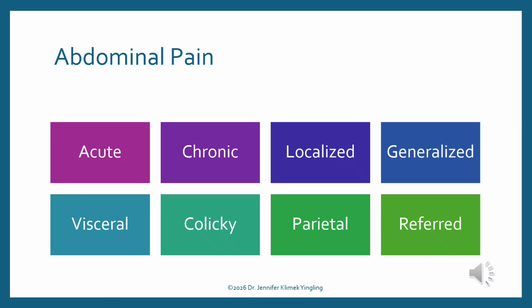Parietal pain is pain from the irritation of the parietal peritoneum. This is more localized and intense as compared to visceral pain. This pain arises from the parietal peritoneum, the lining of the abdominal cavity. Parietal pain is usually sharper and more easily pinpointed than visceral pain. It tends to worsen with movement, coughing, sneezing, making it more intense.